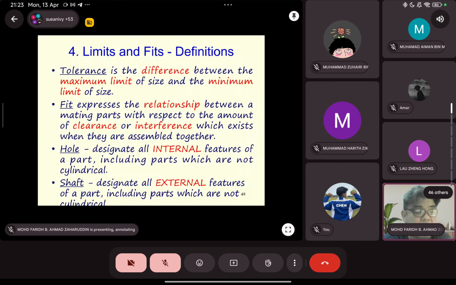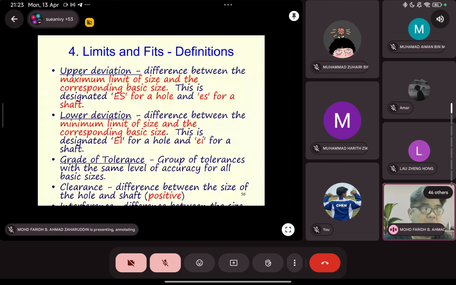Shaft designates all external features. Now, upper deviation is the difference between the maximum limit of size and the corresponding basic size. I will show you the next slide. Lower deviation is the difference between the minimum limit of size and the corresponding basic size. The grade tolerance, as I showed, the IT, shows the group of tolerances with the same level of accuracy for all basic sizes. Clearance is the difference between the size of the hole and shaft in positive, interference in negative.